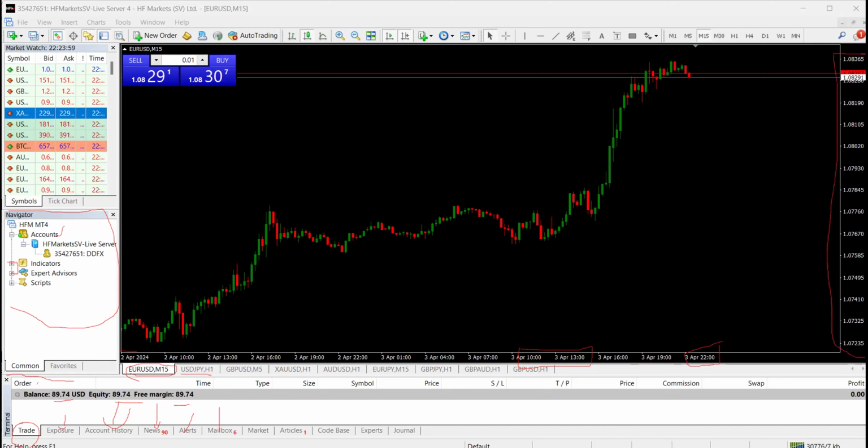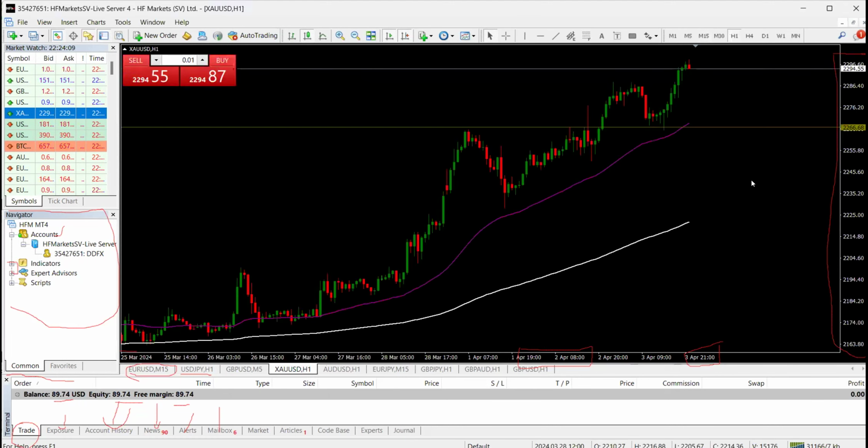So for instance, we are looking at Euro USD. See the prices here. We are looking at, let's say, XAU, Gold USD. You see the prices here as well. So when you see the price, where is the current price? Current price is here. So based on your visibility, you can customize how you want to see the price and every other information. So that is how price is communicated to you.